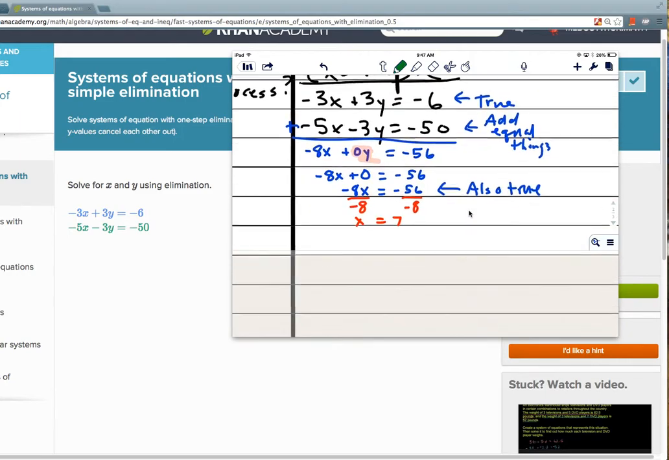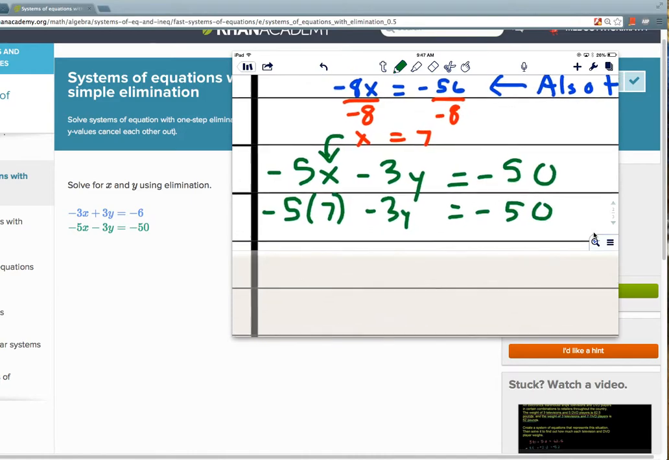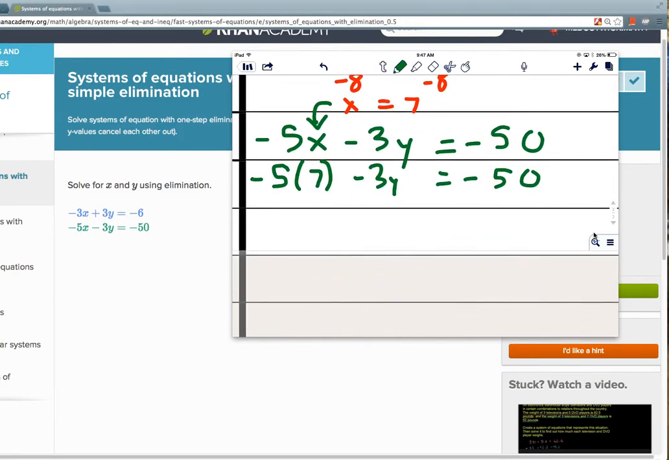Okay, so what I'm going to do is take this x value and put it back in one of the original equations. So if I have negative 5x minus 3y equals negative 50, I know what x is now, and so I'm going to put it in there. It's going to be negative 5 times 7 minus 3y equals negative 50. And the beautiful thing that happened again is that I no longer have an x in this equation, I just have a y, which I can solve for.